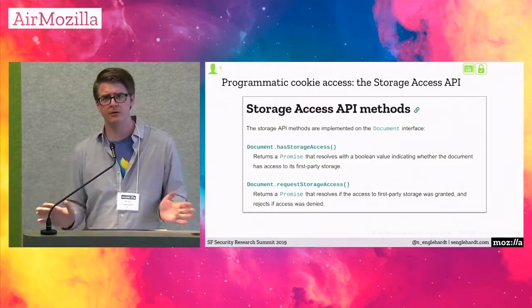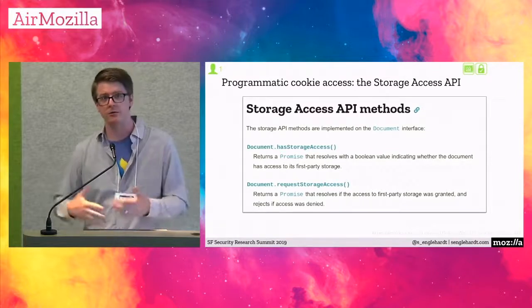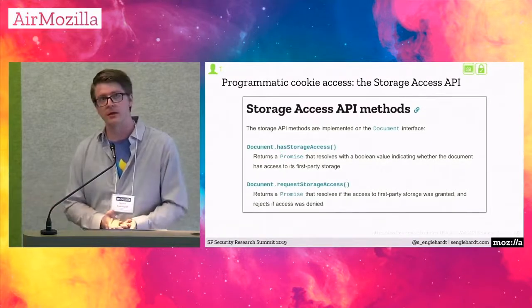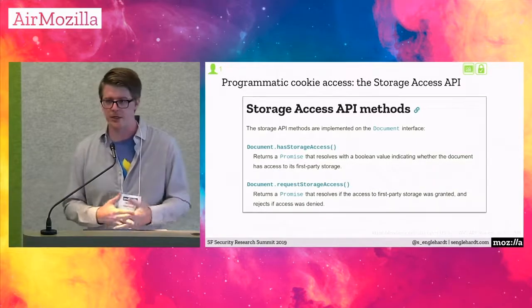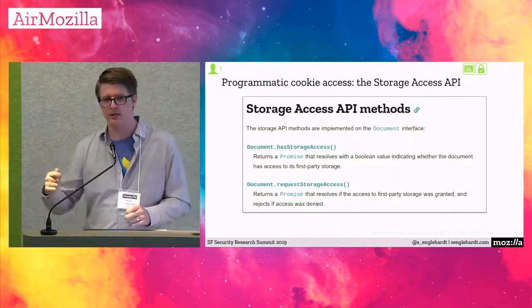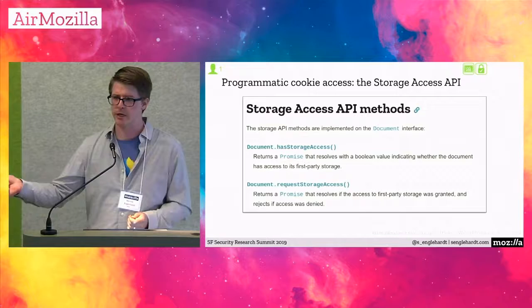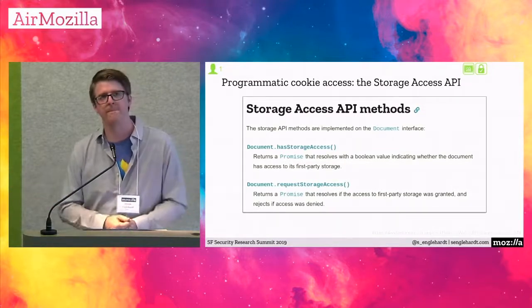But really, we want to move away from this automatic, heuristic style of granting access and move to something a little more programmatic. For that, Apple proposed the Storage Access API, and we've implemented it. Basically, it allows an embedded party, when they receive interaction, to say, I'd actually like access to my main cookie jar so I can have the user's authentication cookies, for example.